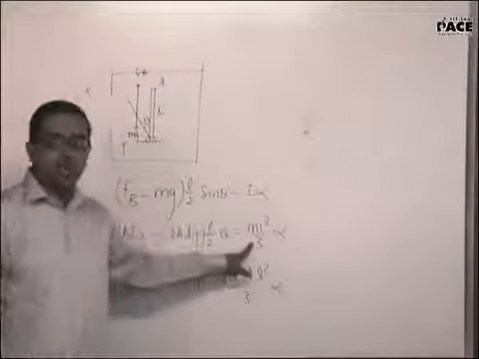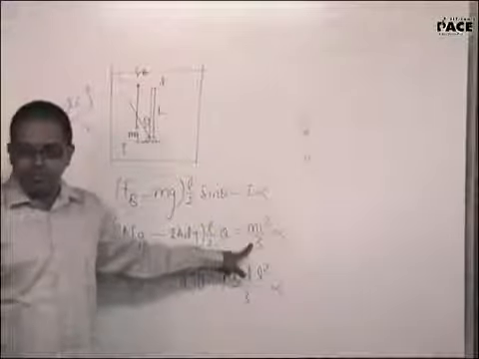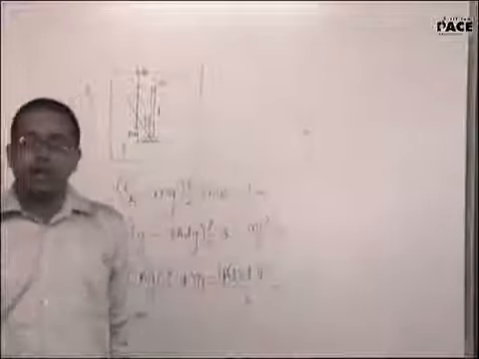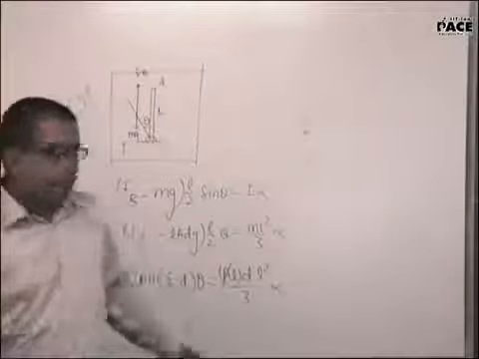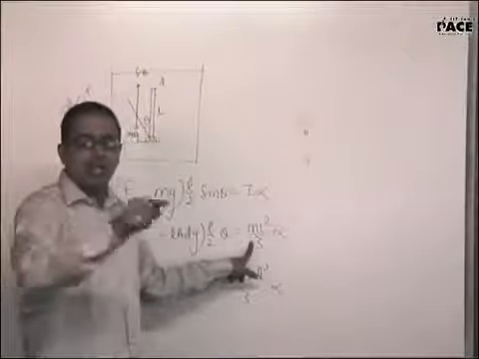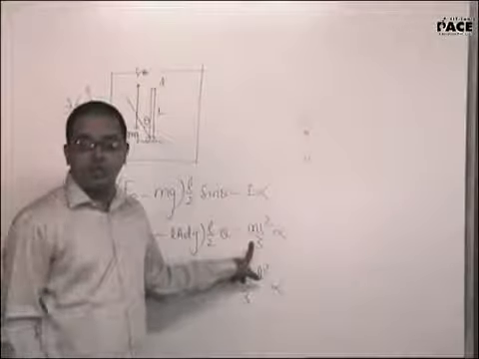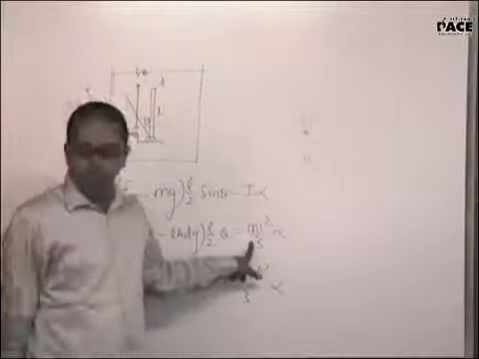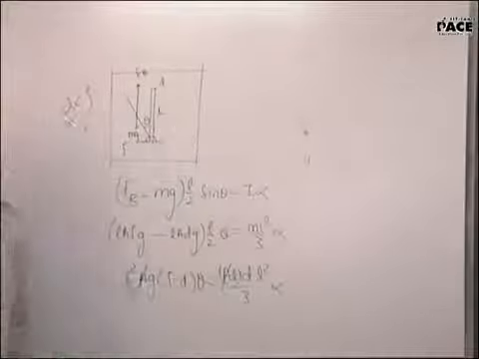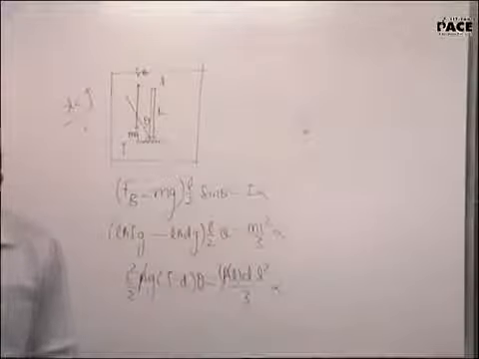This ml square by 3 itself is not defined. You cannot tell me I am assuming very small area of cross section, because in the derivation of the formula for moment of inertia of a thin rod, you never assumed capital A and then told me that capital A was very, very small. You took capital A to be 0. That means 0 by 0 is being cancelled out here. It's a blunder.